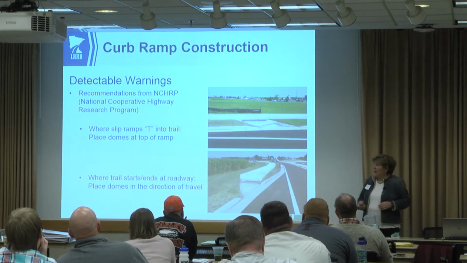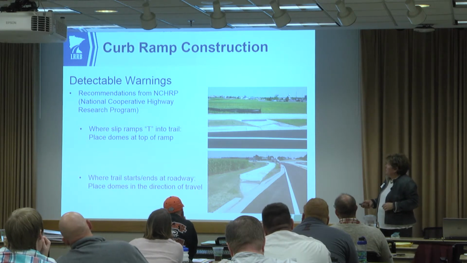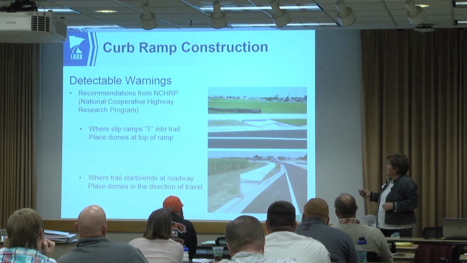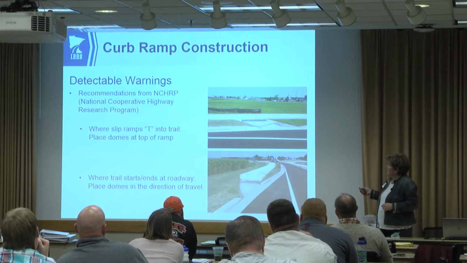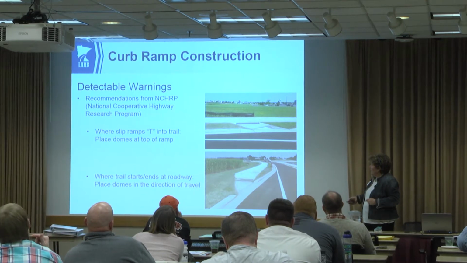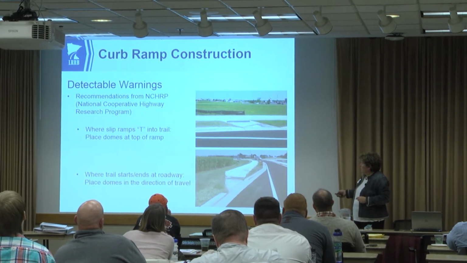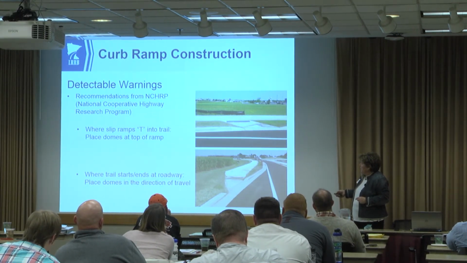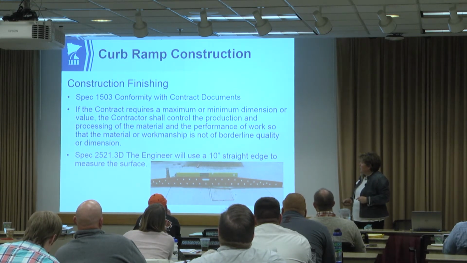This is showing a slip ramp at a roundabout. I'm always at a loss for words as to what to cover here. Other than at the top, where the slip ramp tees into the trail, we put the domes at the top. And here it looks like we're directing pedestrians out onto an adjacent shoulder. We put the domes in the direction of travel. Again, this would be similar to that directional ramp that we covered before.